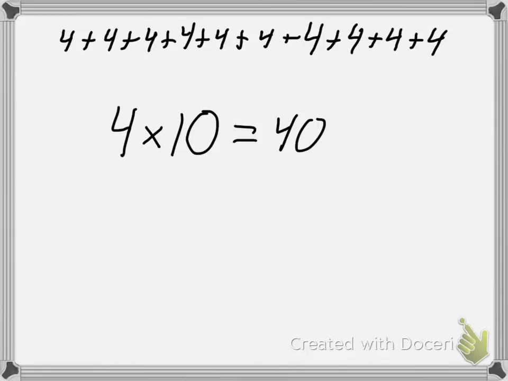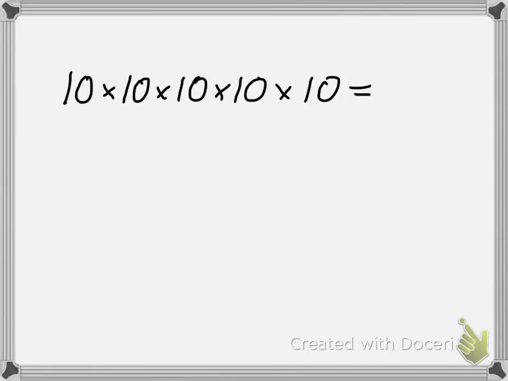So if multiplication is an easier way than repeated addition, what if we have a problem like this? 10 times 10 times 10 times 10 times 10. This time we have repeated multiplication. Is there a way that we can solve this in a faster manner than trying to do 10 times 10 and then taking that answer and multiplying that times 10 and taking that answer and multiplying that times 10? Can we figure out a faster way to do this, or is there a faster way to do this?